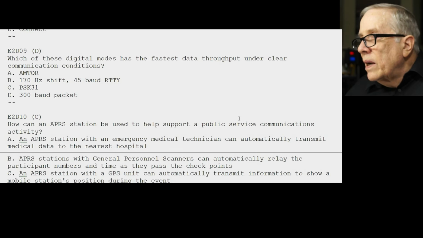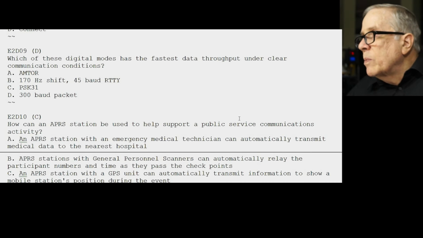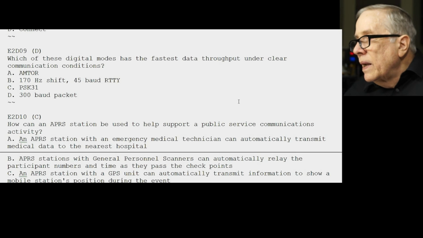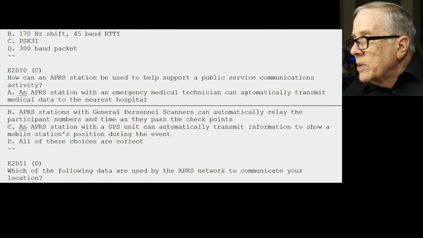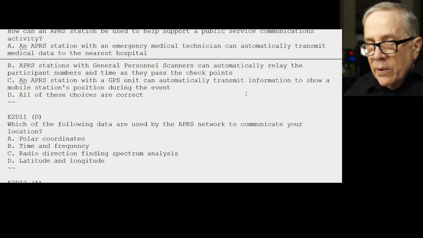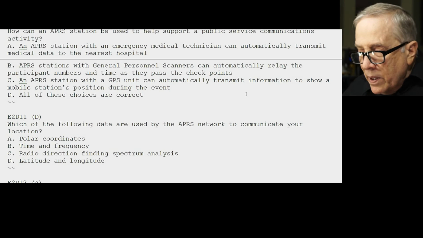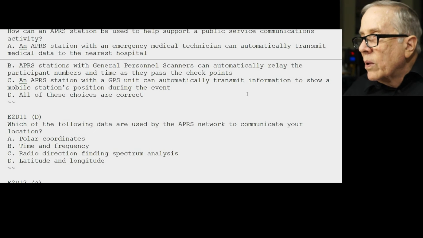E2D10, how can an APRS station be used to help support public service communications activity? It says C, an APRS station with its GPS unit can automatically transmit information to show a mobile station's position during an event. And we used that during one of the fires here, and it worked well. You could find their location pretty quickly.